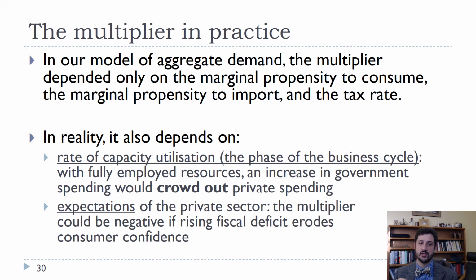Expectations are also going to be important, right? The multiplier could be very different depending on how business and consumers expect the future to be, and that could depend on what that policy is. If the fiscal deficit makes consumers and businesses really worried, then that might be bad, and that was one of the arguments for austerity. But as we saw, it didn't really pan out that way.